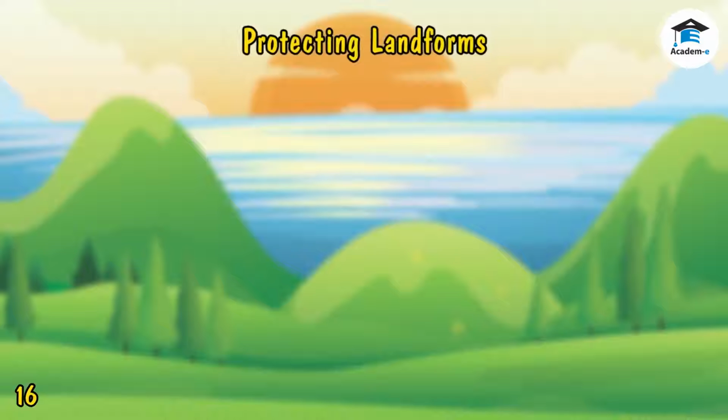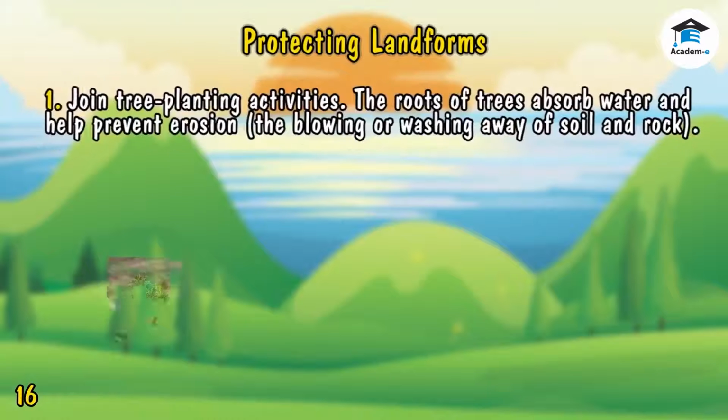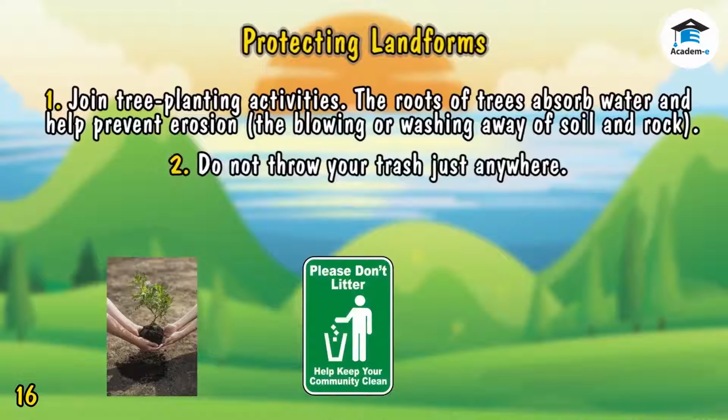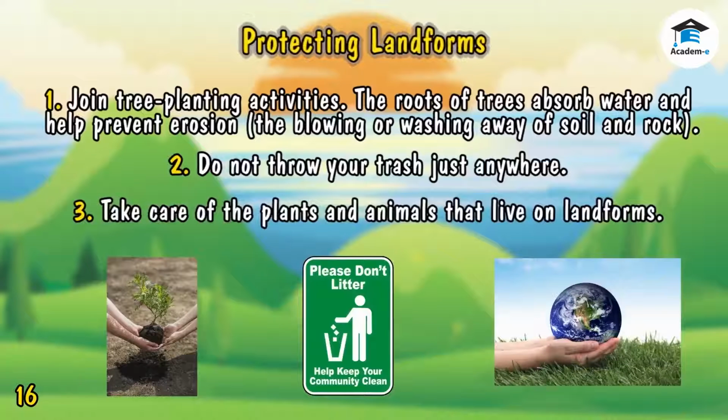It is clear that landforms contribute a lot toward sustaining life on Earth. Thus, much effort should go toward protecting and preserving them through the following simple ways. 1. Join tree planting activities. The roots of trees absorb water and help prevent erosion or the blowing or washing away of soil and rock. 2. Do not throw your trash just anywhere. Trash or garbage pollutes any landform. 3. Take care of the plants and animals that live on landforms.